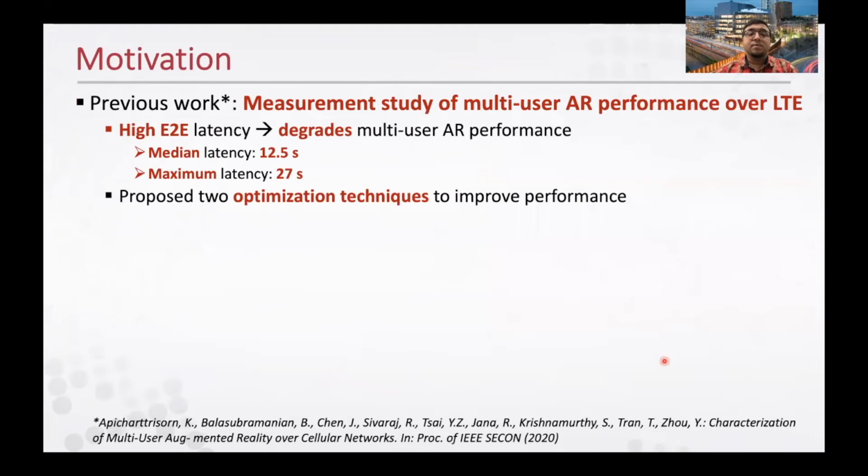In a previous measurement study of multi-user AR performance over LTE, the authors found that the high end-to-end latency degrades multi-user AR performance. They observed a median latency of 12.5 seconds, which could go up to as high as 27 seconds. They proposed two optimization techniques to improve performance.